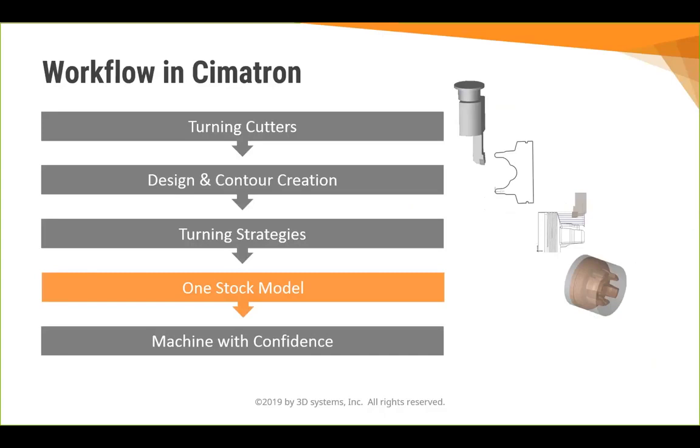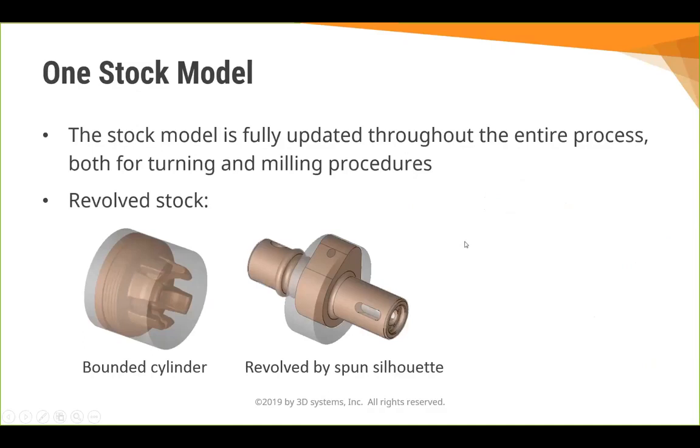We use one stock model for the entire process, which is fully updated both for turning and milling procedures altogether. We have a new way to define the stock using a revolved body. Here you can see a bounding cylinder and a body revolved using the span silhouette. So it is also possible to define stock in this way.